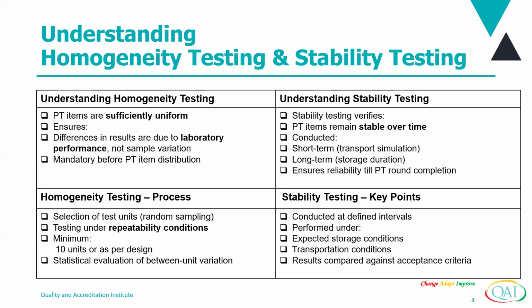Homogeneity testing is therefore mandatory and is performed through random selection of test units, testing under repeatability conditions, typically using a minimum of 10 samples, as per ISO 13528, which we denote as g greater than 10. It is mentioned in 13528 that g stands for the number of PT items for repeatability.